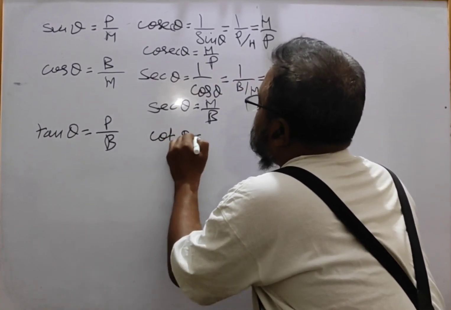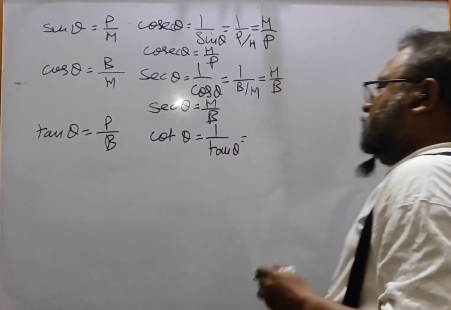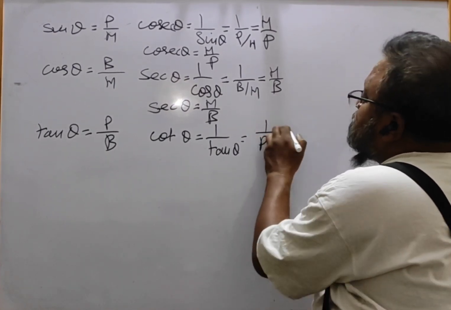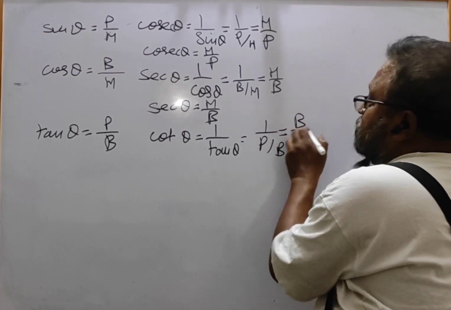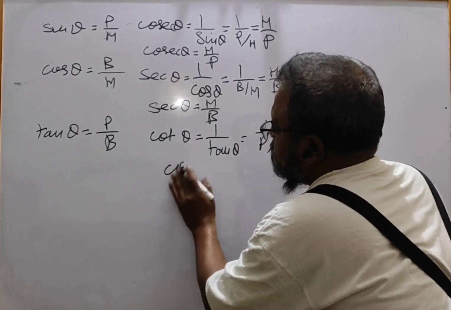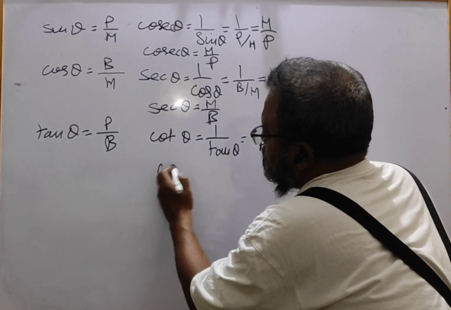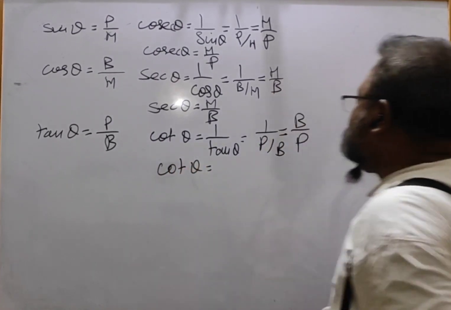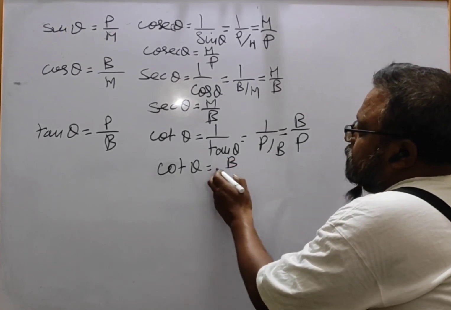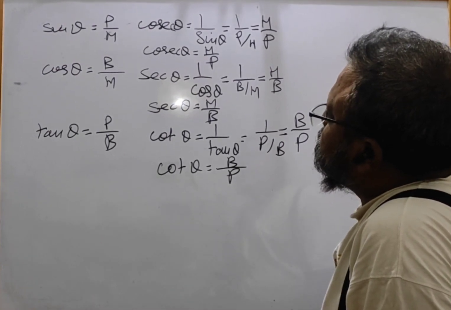Cot theta is equal to 1 upon tan theta. So we can write 1 upon perpendicular upon base, which is equal to base upon perpendicular. So cot theta is equal to base upon perpendicular, right?